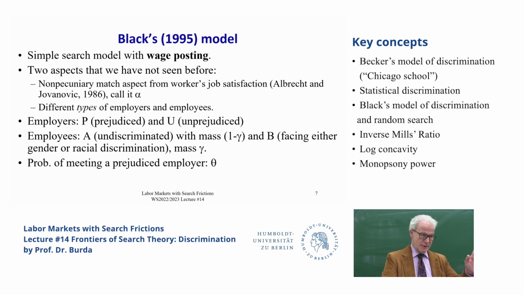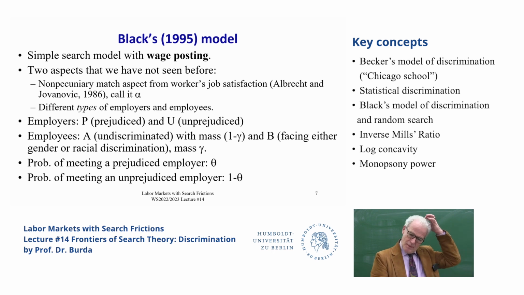I don't deal with your type. Okay? So that's the key part of this paper. And therefore, 1 minus theta is like the mass of unprejudiced employers, and that's the chance for the discriminated group to actually get any offer at all. So the higher theta is, the more unlikely it is that they're going to get any sort of decent offer. So you can probably see where this is going.